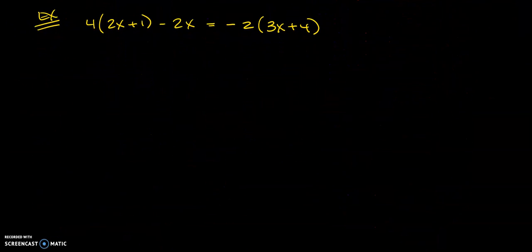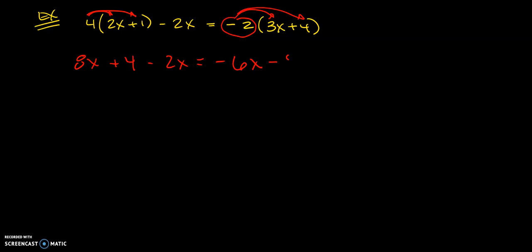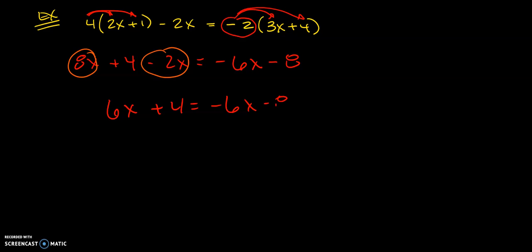Why don't we try one more? And we have to distribute the 4 throughout this set of parentheses. And we have to distribute the negative 2 throughout this set of parentheses. So that will be 8x plus 4 minus 2x is equal to negative 6x minus 8. Do not forget your rules about negatives and positives when you are multiplying. I'm going to combine my like terms, which in this case is an 8x and a negative 2x. That's going to simplify to 6x plus 4 is equal to negative 6x minus 8.